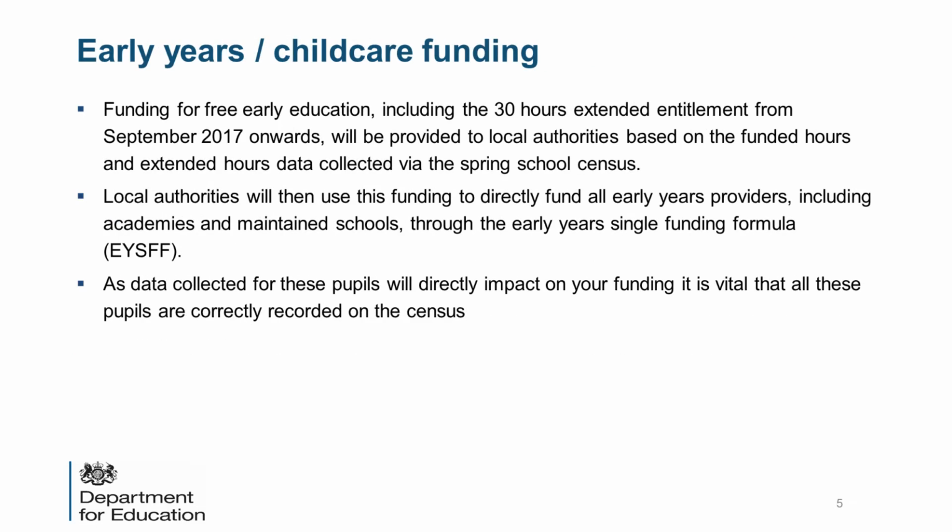Funding for free early education, including the 30 hours extended entitlement from September 2017 onwards, will be provided to local authorities based on the funded hours and extended hours data collected via the spring school census. Local authorities will then be required to pass the funding on to their early years providers through their early years single funding formula. All pupils aged 3 and 4 are eligible for the universal entitlement to free early education, with children of eligible working parents also being entitled to an additional 15 hours of extended childcare.